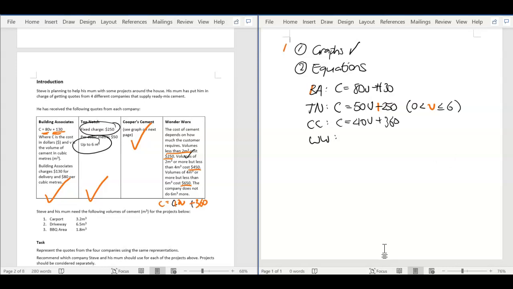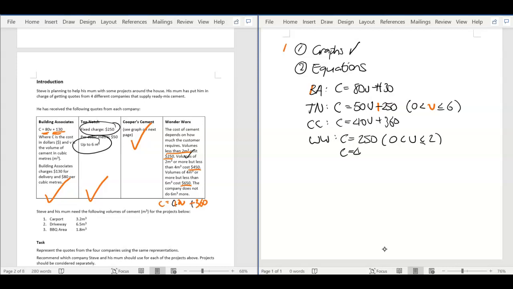So Wonderworks is the most annoying one. So we started off with our first step, 250. That was between 0 and 2. Don't forget your symbols. So we have it without and then with that extra line after that. We then do the next one.